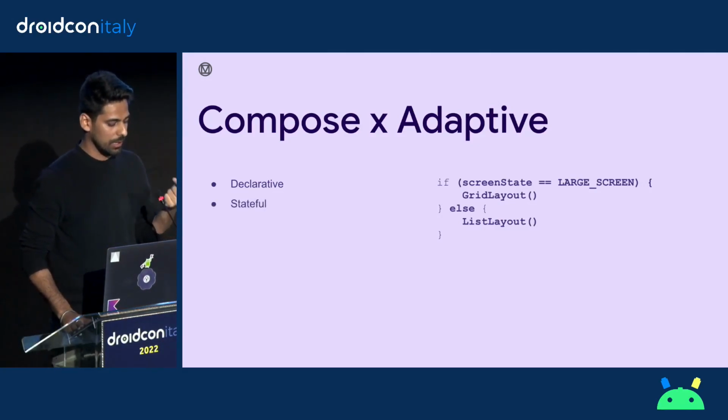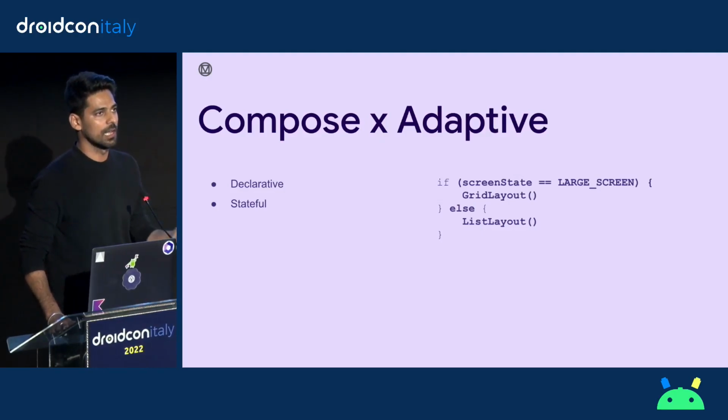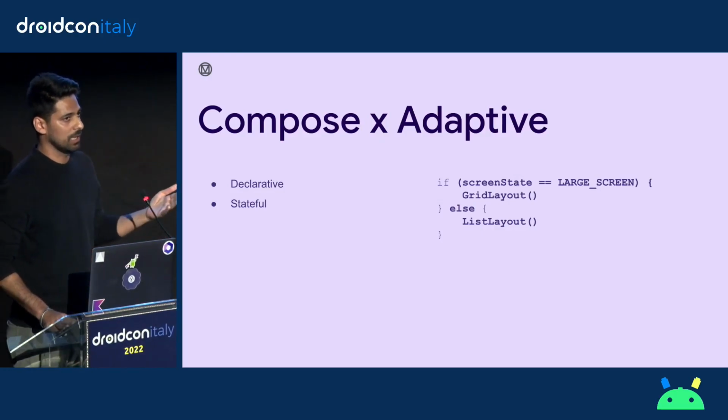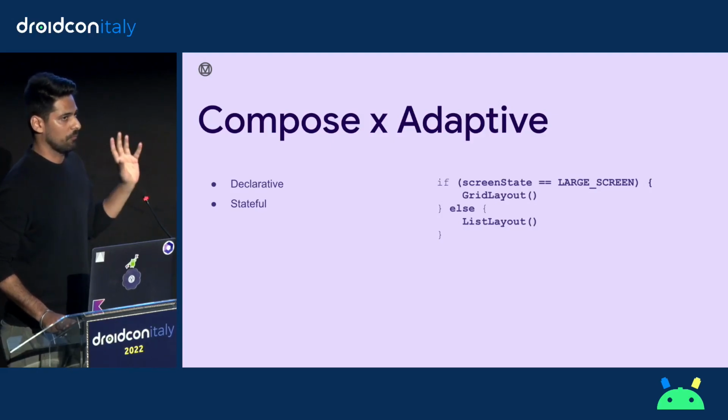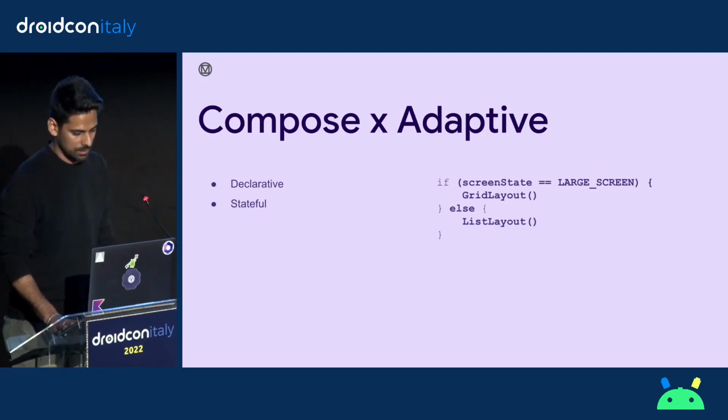Similarly, Compose being stateful, whenever the screen state variable changes here, it will re-render the whole screen and recompose in a way that we have the correct layout depending on whatever the screen size is.